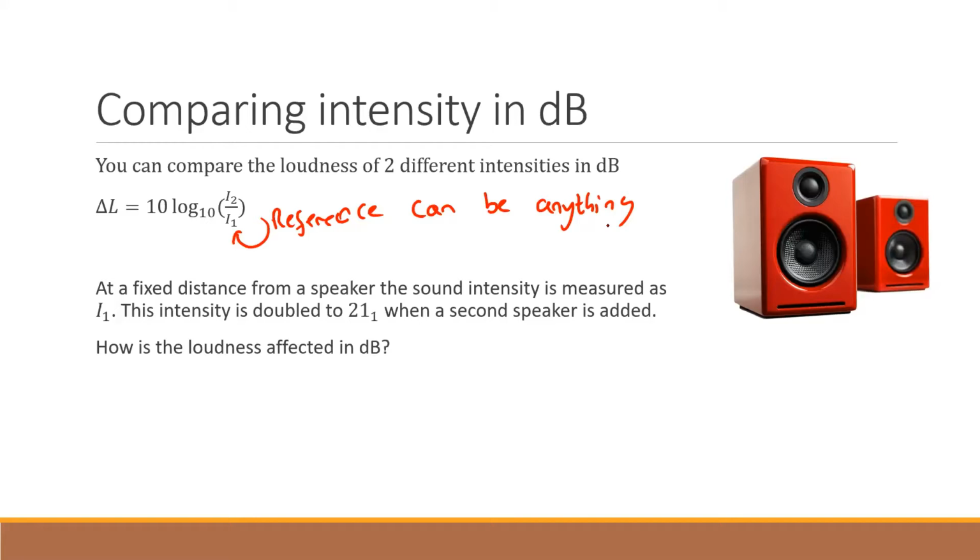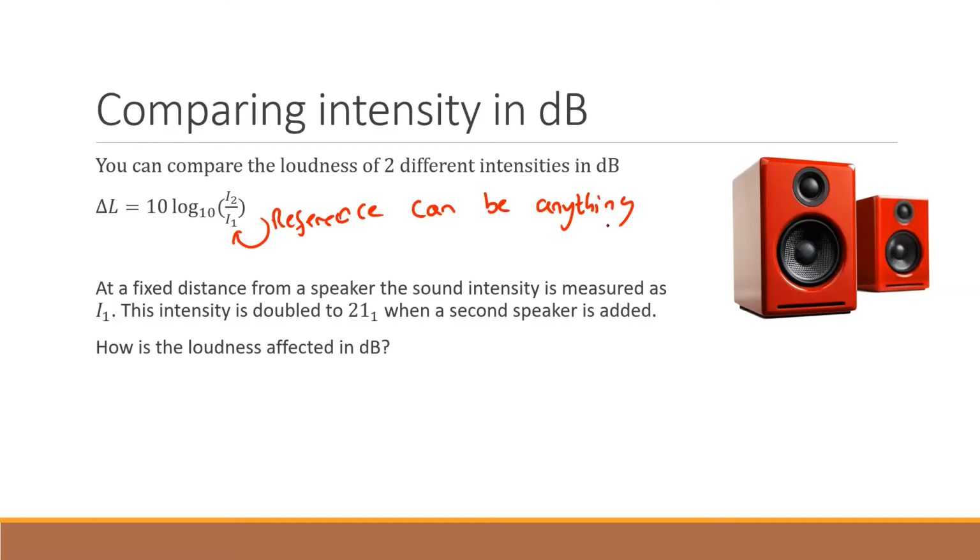So let's look at how you might do that in a question. This is going to be the last question that we go through today. At a fixed distance from the speaker, the sound intensity is measured as I1. This intensity is doubled to 2 times I1 when a second speaker is added.